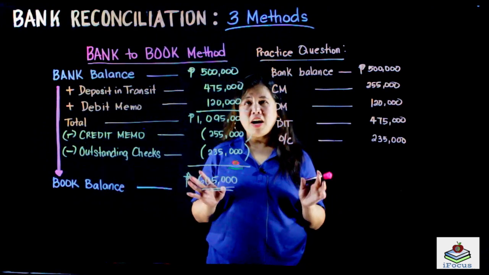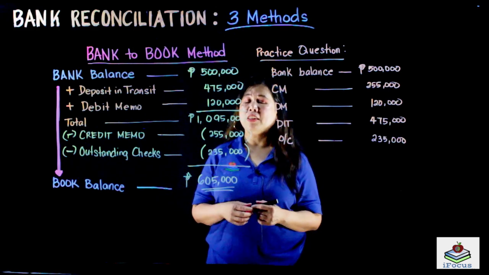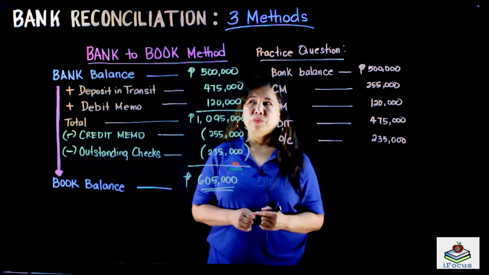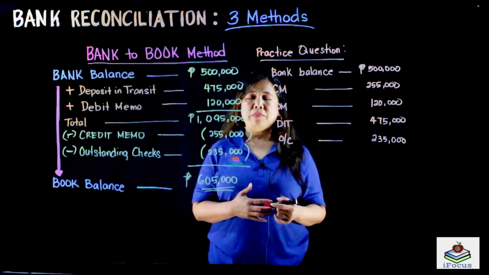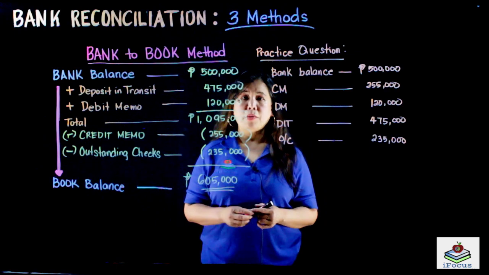So, ganito po ang ating tatlong methods ng ating bank reconciliation. We have the adjusted cash balance method, the book-to-bank method, and the bank-to-book method.